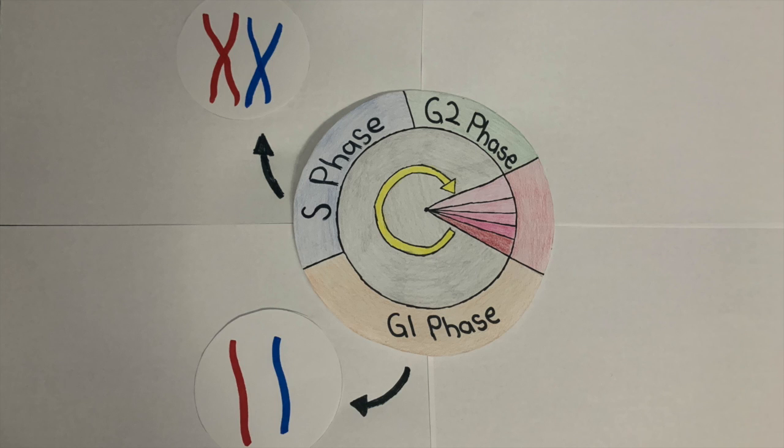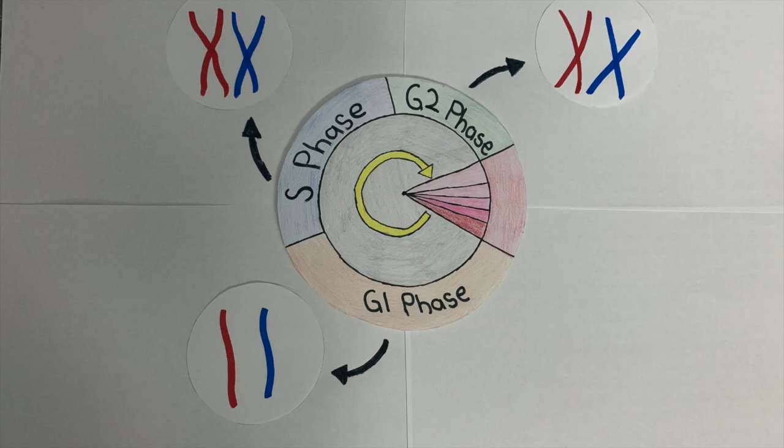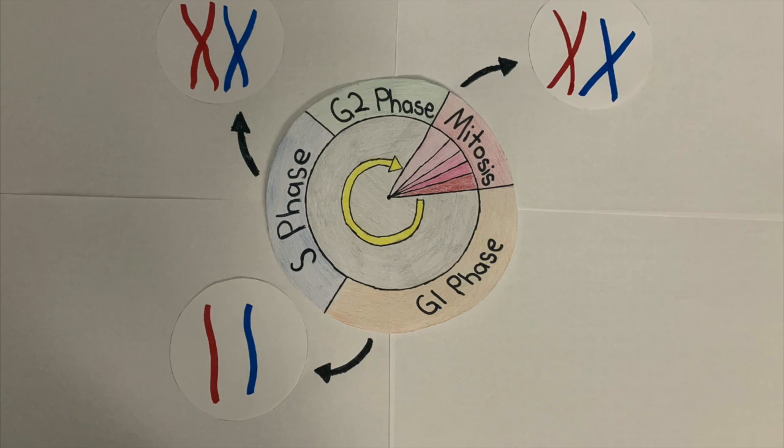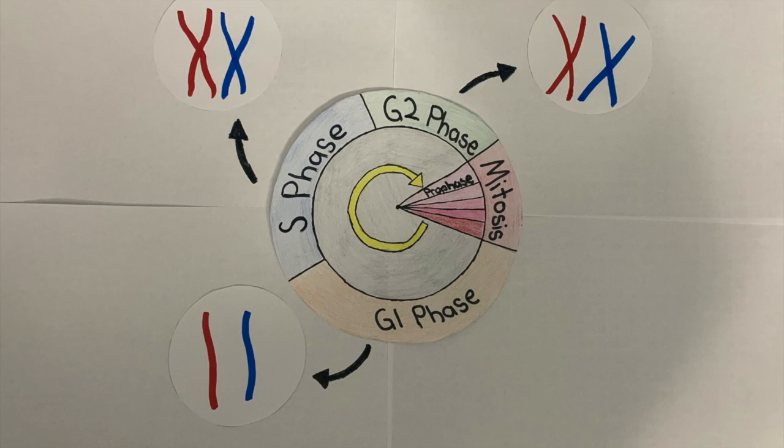During the G2 phase of the cell cycle, the cell prepares itself for mitosis. The cell checks the duplicated chromosomes for errors and makes repairs if needed. It is also a period of cell growth. At the end of the G2 phase, there is still a diploid number of chromosomes in the cell. The cell then proceeds to mitosis, which consists of prophase, metaphase, anaphase, and telophase, followed by cytokinesis.